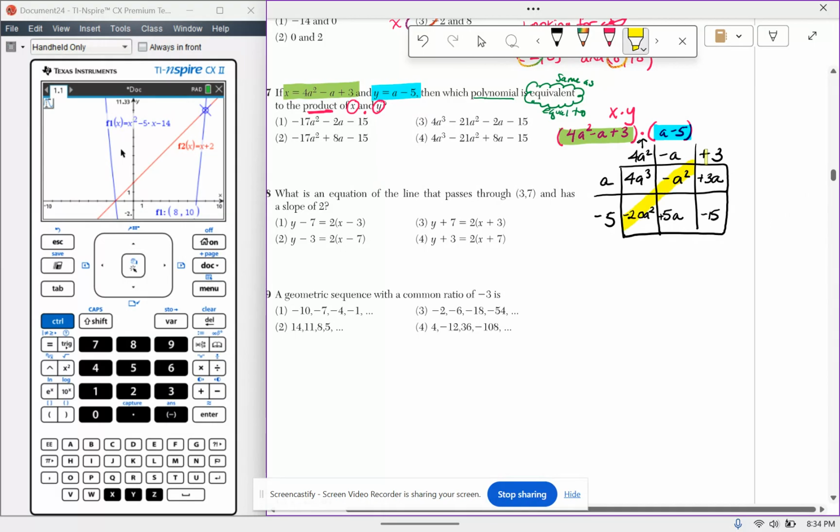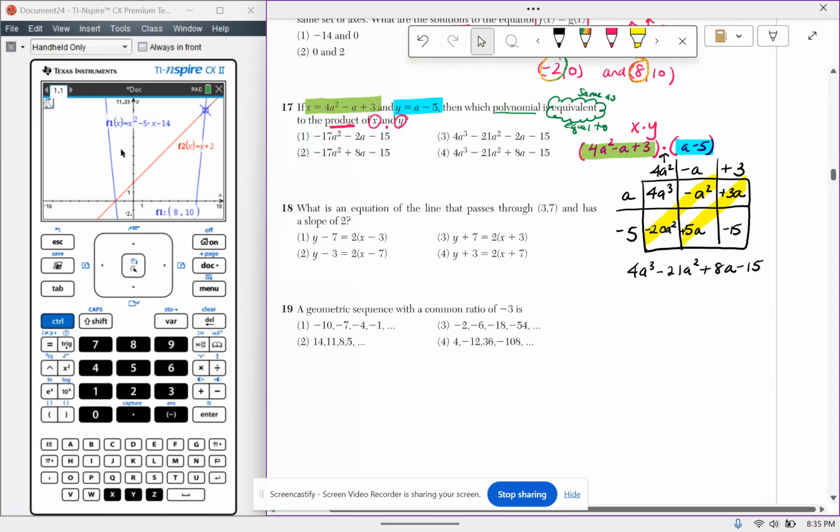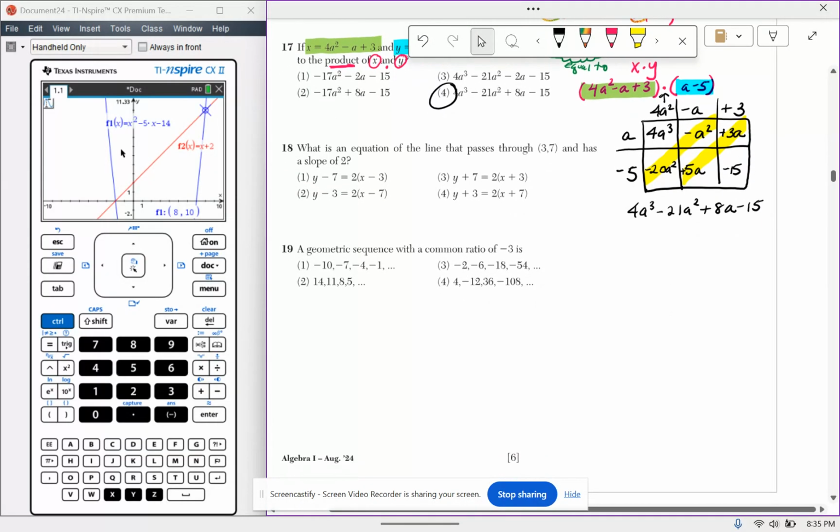I'm going to combine like terms, and I'm left with 4a cubed minus, I have 20 of these and one more of these, minus 21 of those. I have 3 of these and I add 5 more. That's going to give me 8 a's and then minus 15. So that's going to give us answer choice 4. That was a complicated problem.